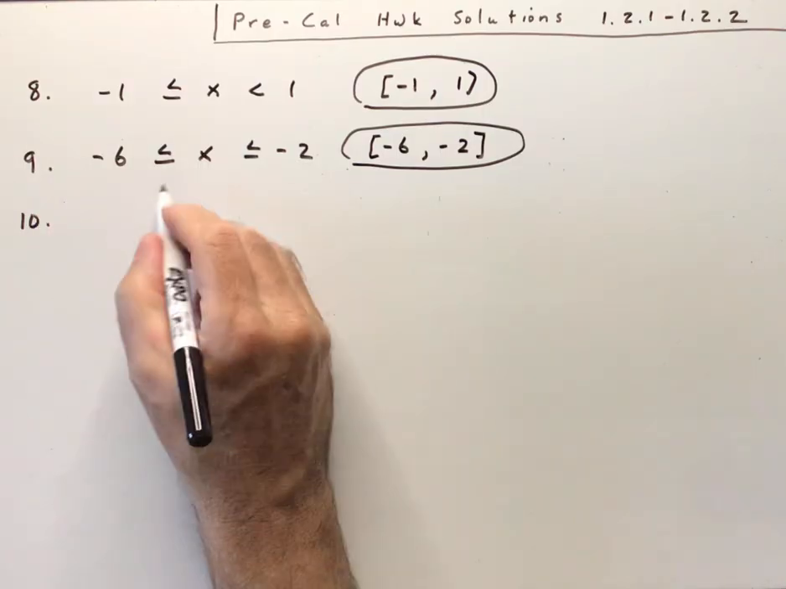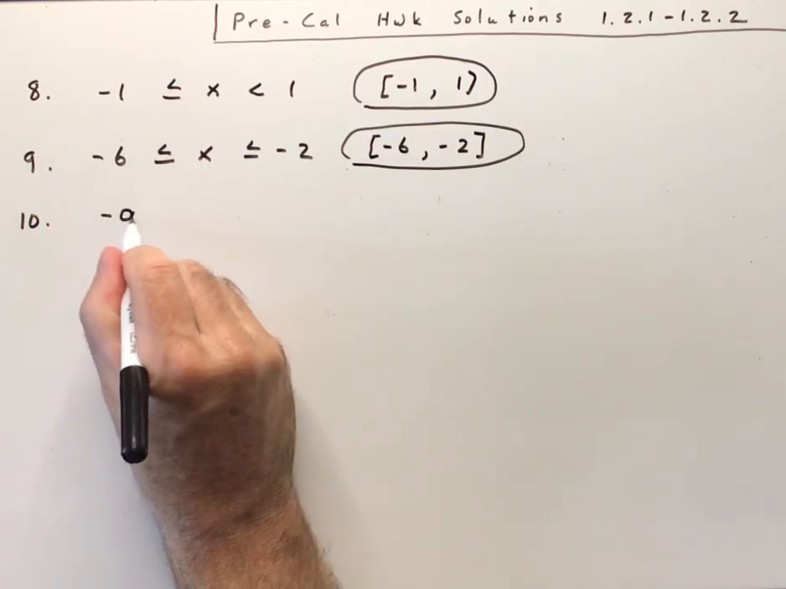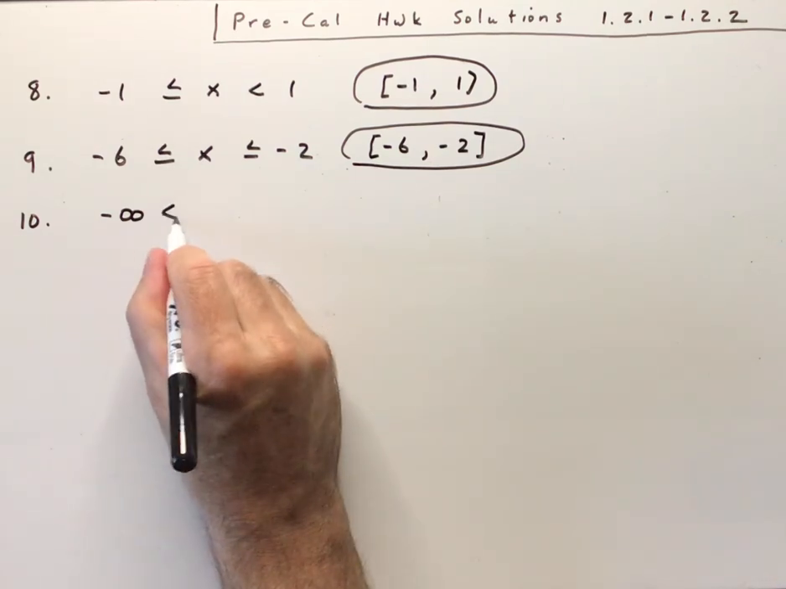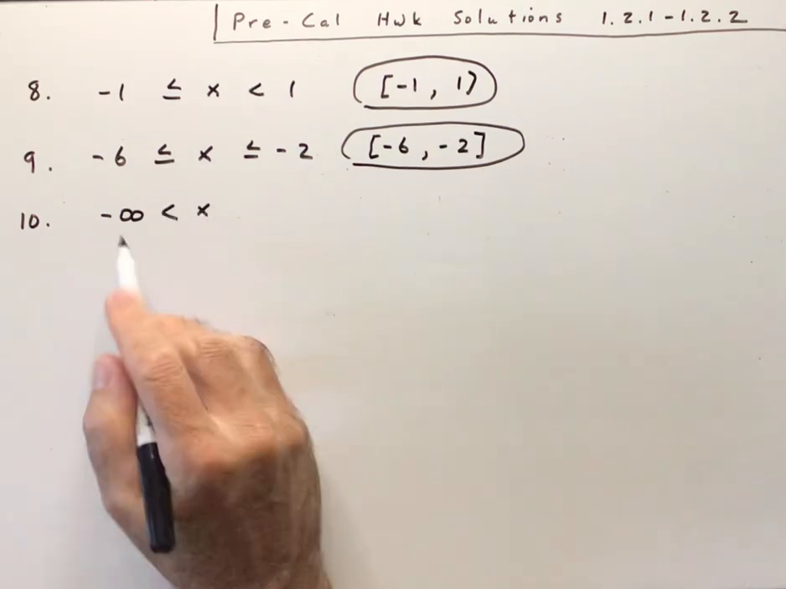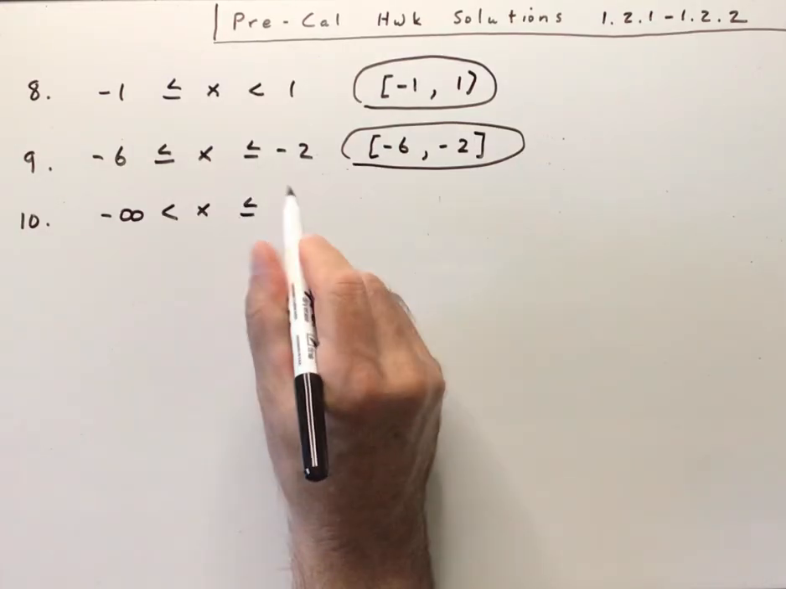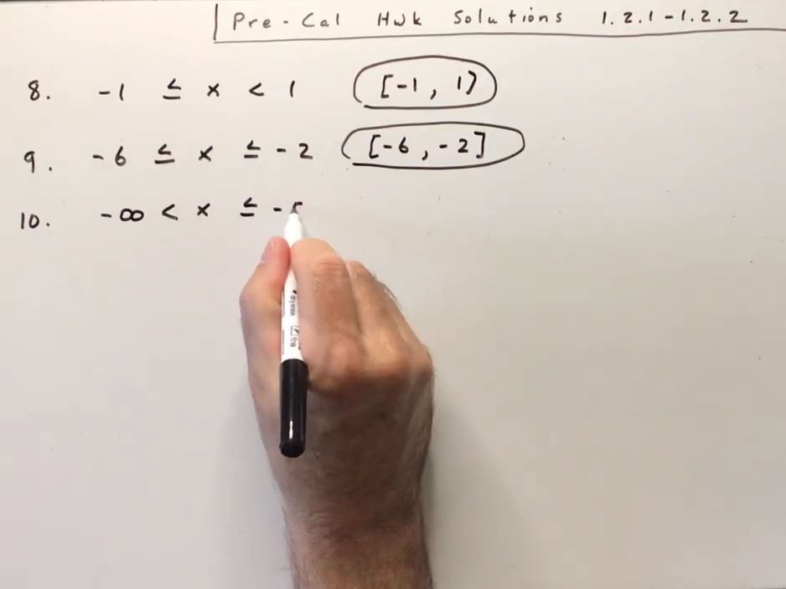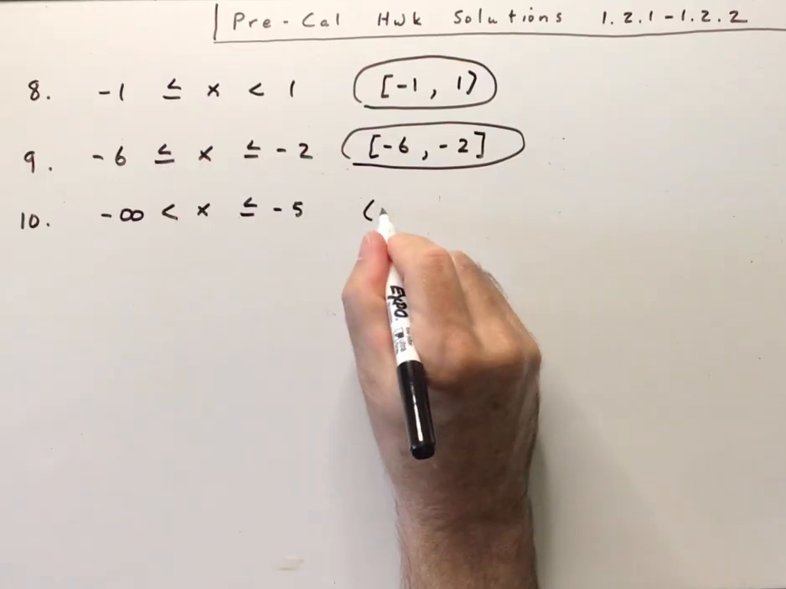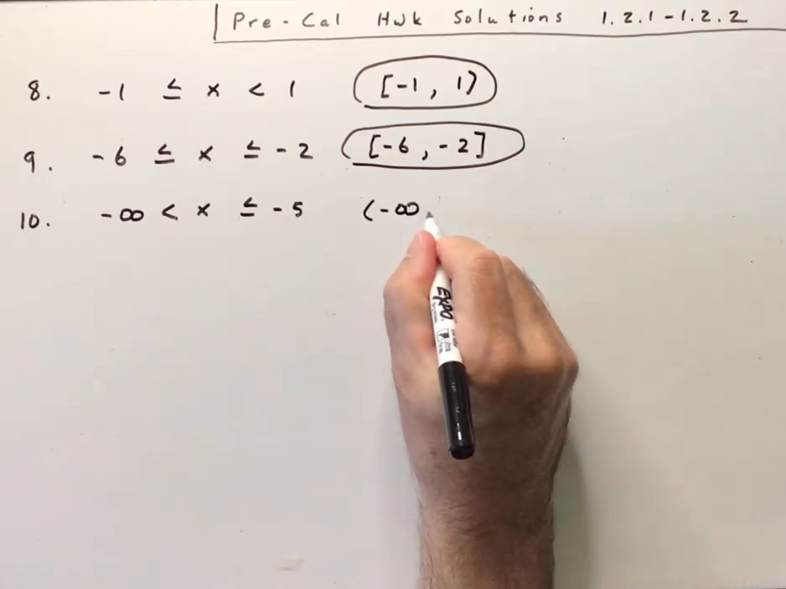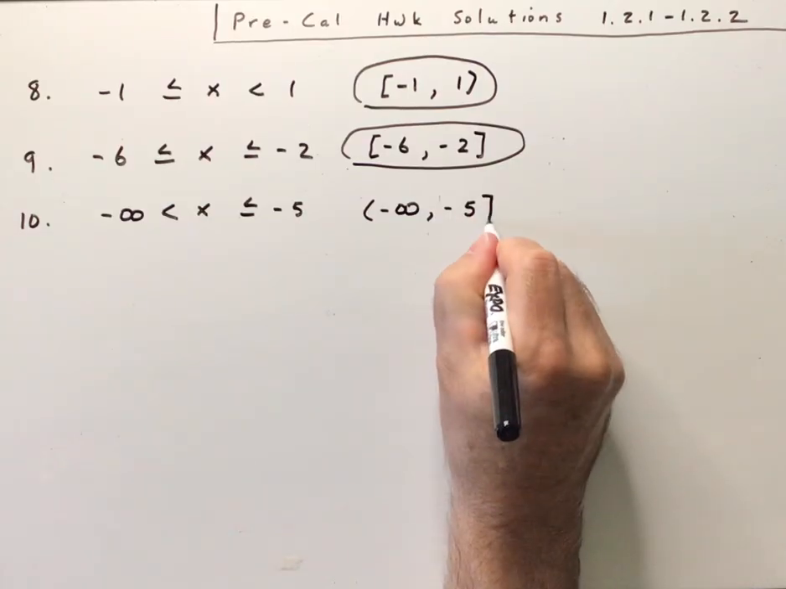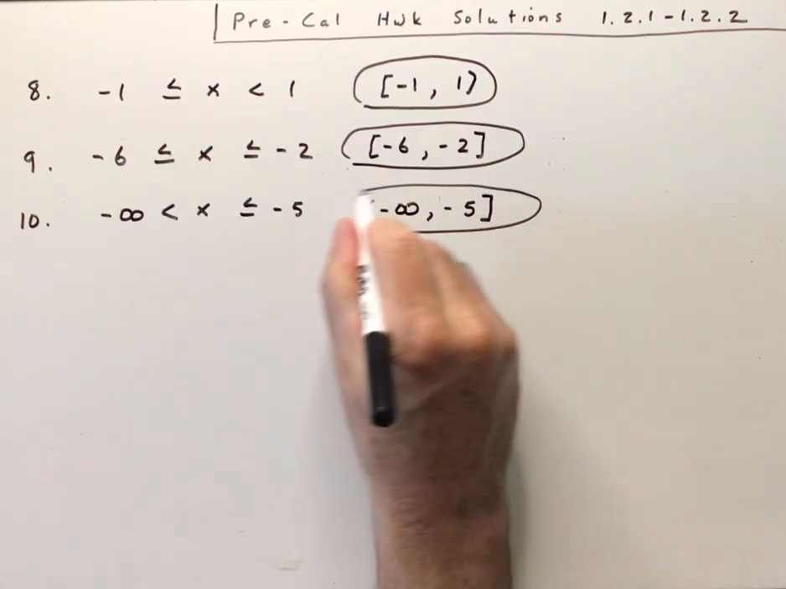All right, number 10, we have a negative infinity. Now remember, infinity and negative infinity are unbracketable. So again, if you have negative infinity or infinity, it's always going to be a parenthesis. And less than or equal to -5 using interval notation. So smaller number, negative infinity, you can't bracket it, have to put a parenthesis. And then we have -5. And there you go.